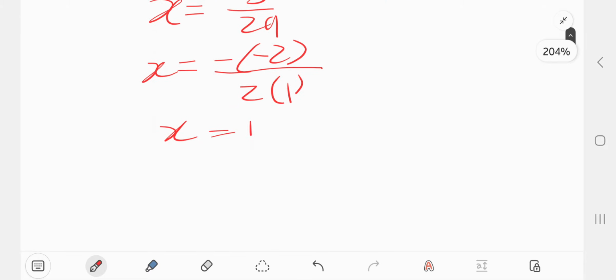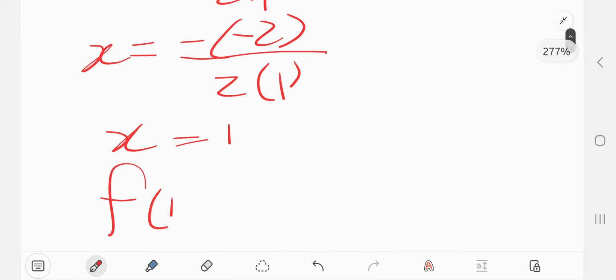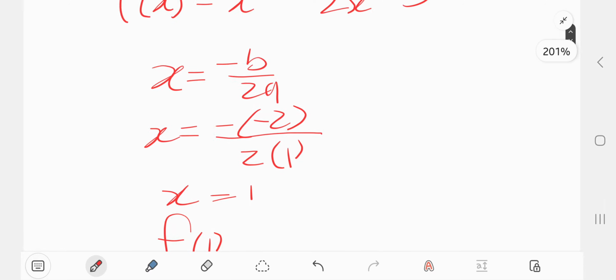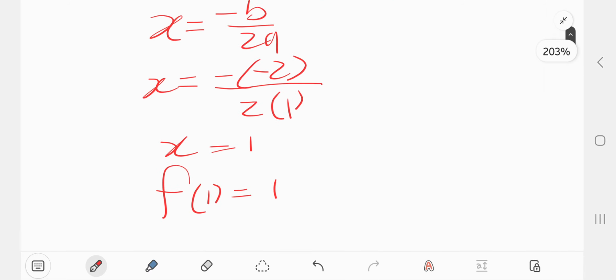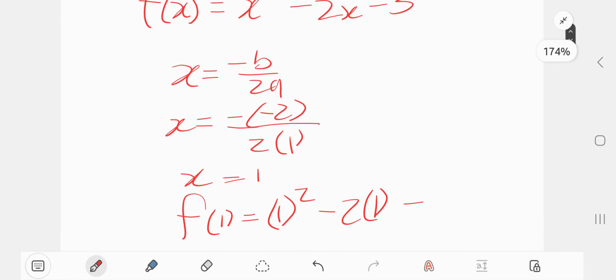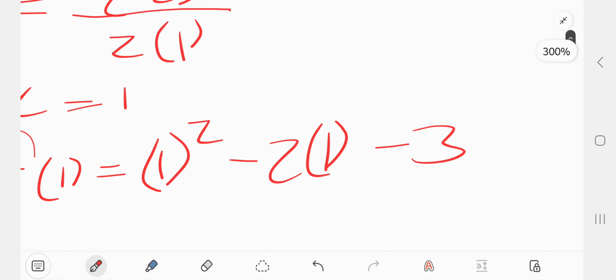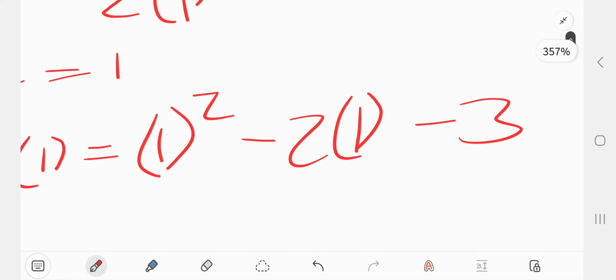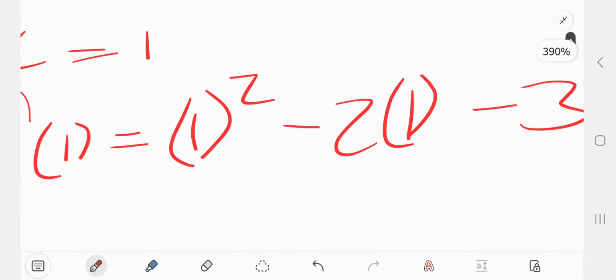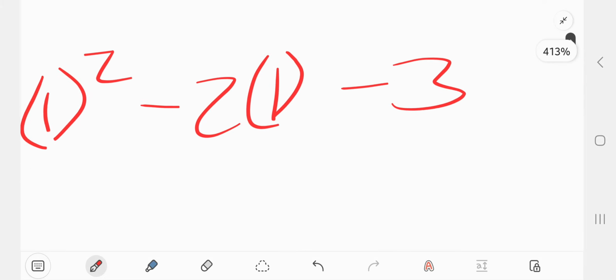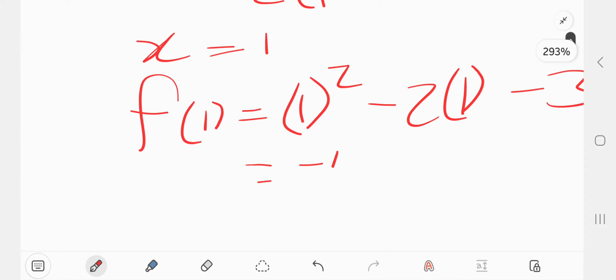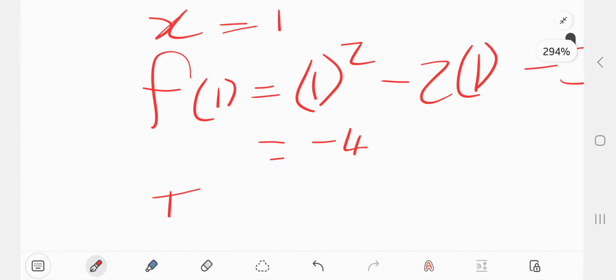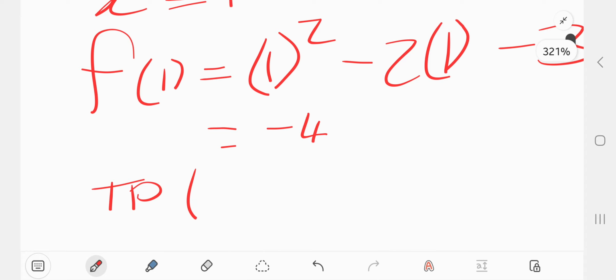So now let's find our corresponding y value, f of 1. Let's replace 1 wherever x is: 1 squared minus 2 into 1 minus 3. So we understand that 1 squared is the same thing as 1. 1 minus 2 is negative 1, and negative 1 minus 3 is indeed negative 4. So we can therefore confirm that the TP, turning point, is (1, -4).